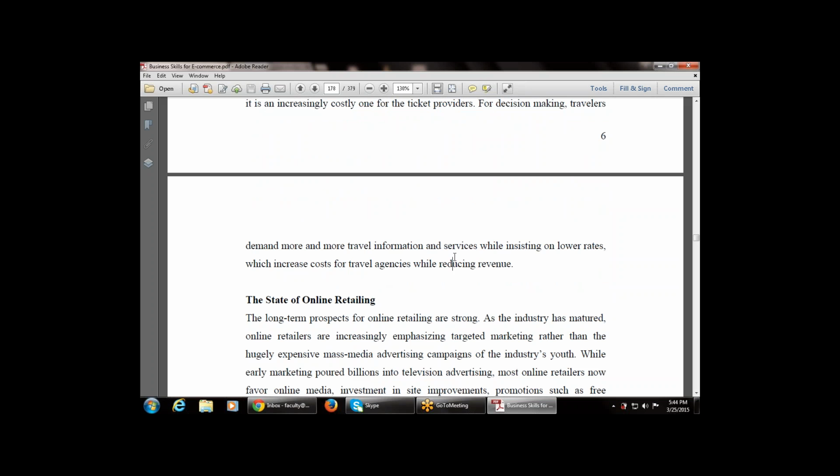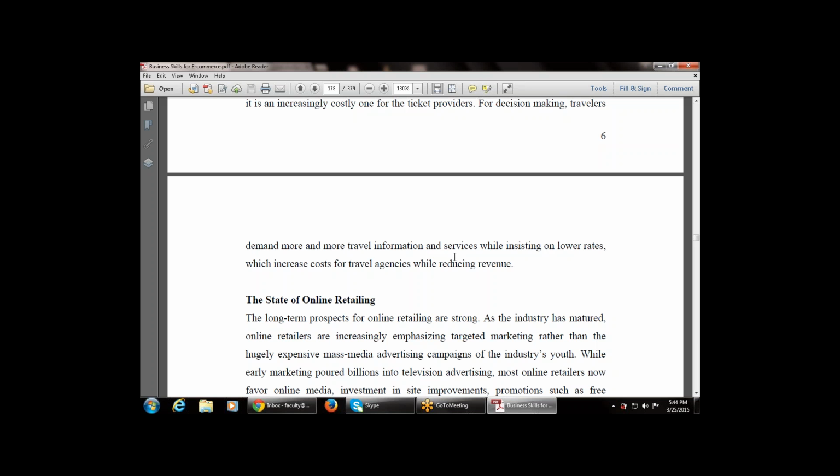Then next is the state of online retailing. That is, what is the aspect of online retailing, what is the usage of online retailing. So the long-term prospects for online retailing are strong. The long-term prospect means whenever I see the future for online retailing, it is one of the most promising. So the long-term prospects for online retailing are strong because the industry is maturing.